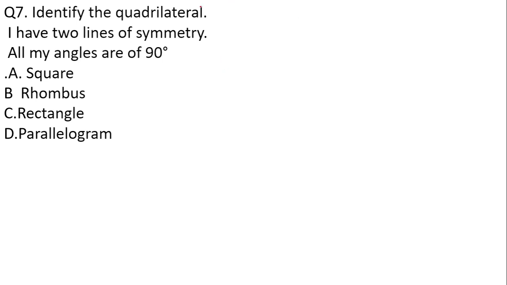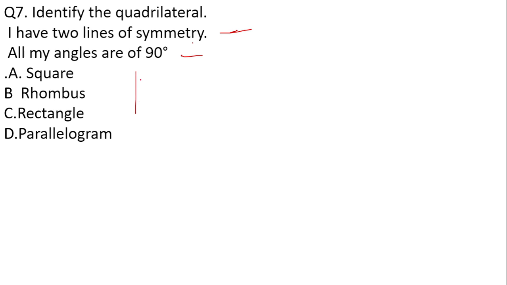And they have given properties. The first property is: I have two lines of symmetry and all my angles are 90 degrees. So these are the two properties. Based upon these two properties, you have to find which of the following is the given quadrilateral. So if we see the first option, that is square.